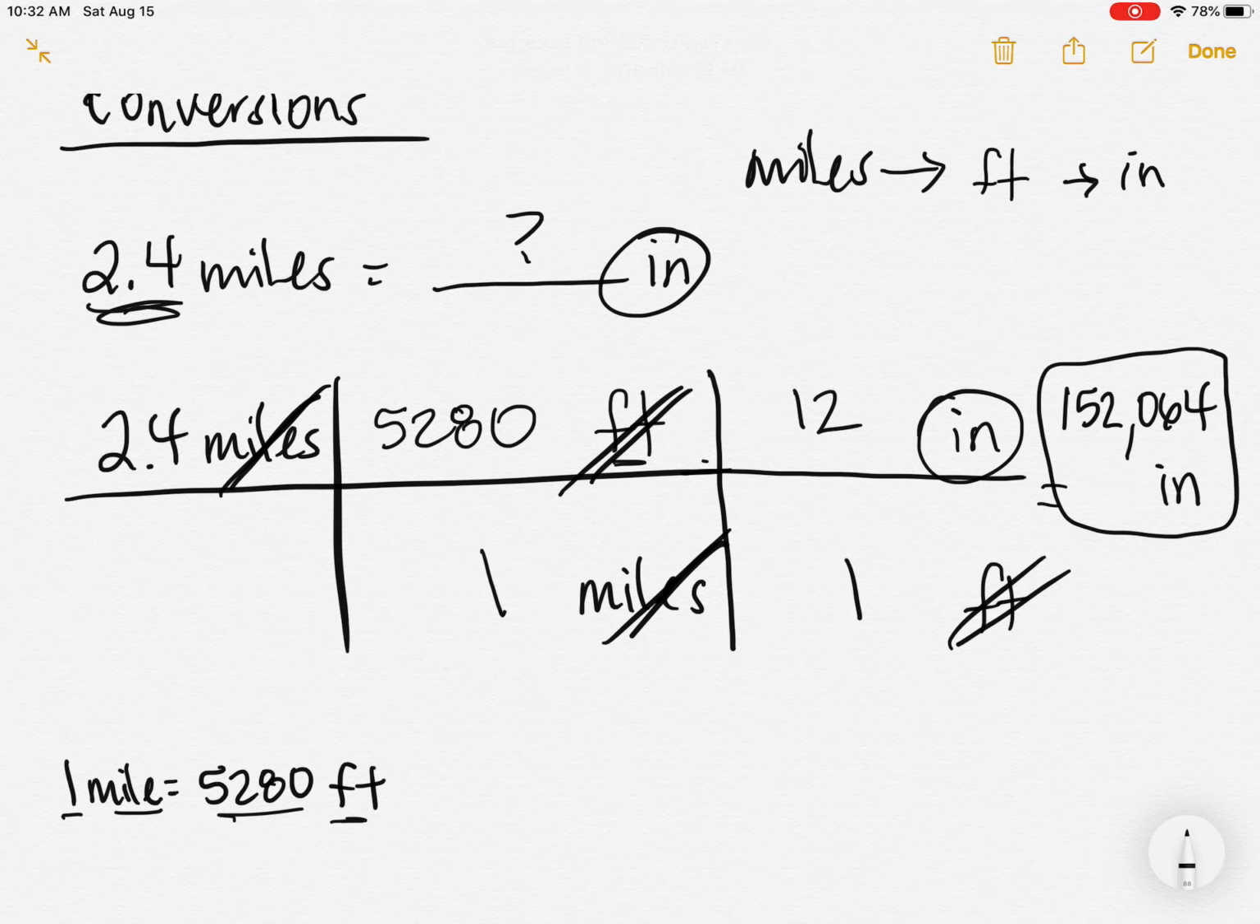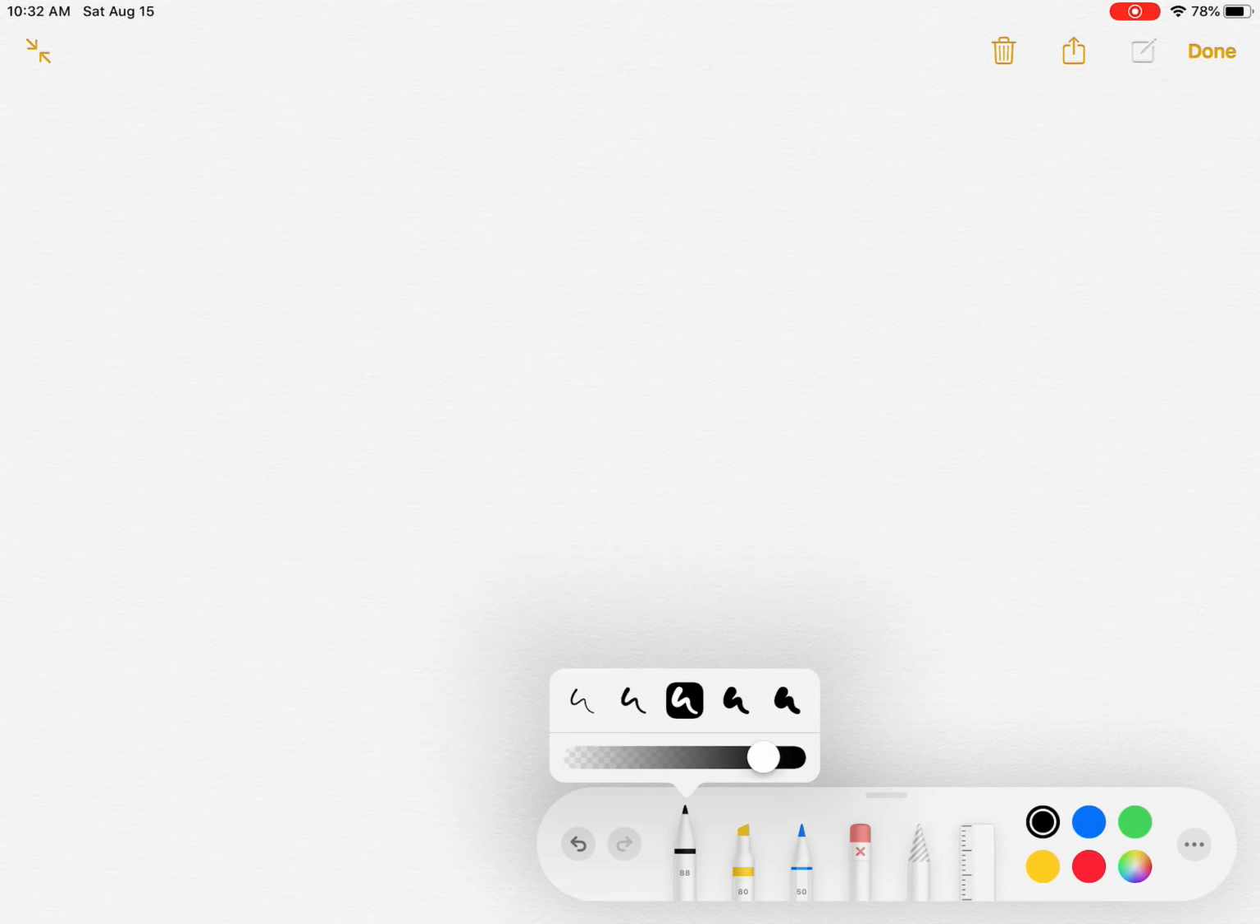Okay, so let's do one more. And then we'll save the harder conversions for a different lesson. Okay, so let's do one that we might have to look for a little bit. We'll do something that we're not familiar with. So just give me 1 second.